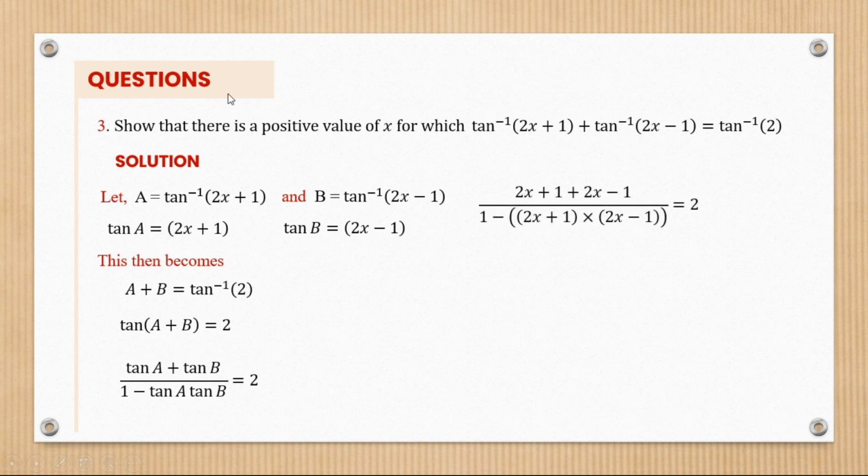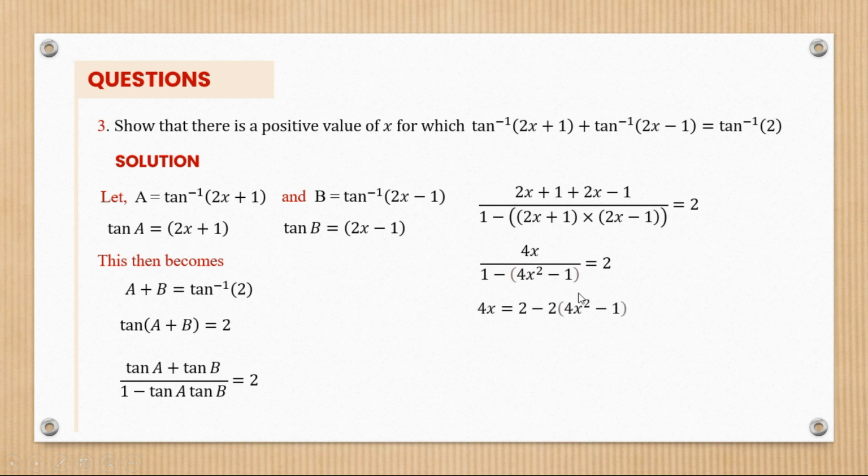Now we're going to substitute in the values. Where there is tan a, we shall put in 2x plus 1, and where there is tan b, we shall put in 2x minus 1, as you can see right there. So at the top, when I add all those terms, I'll end up having 4x, because this one and this one cancel. Then right at the bottom, when I open these brackets and multiply, I'll end up having 4x squared minus 1.